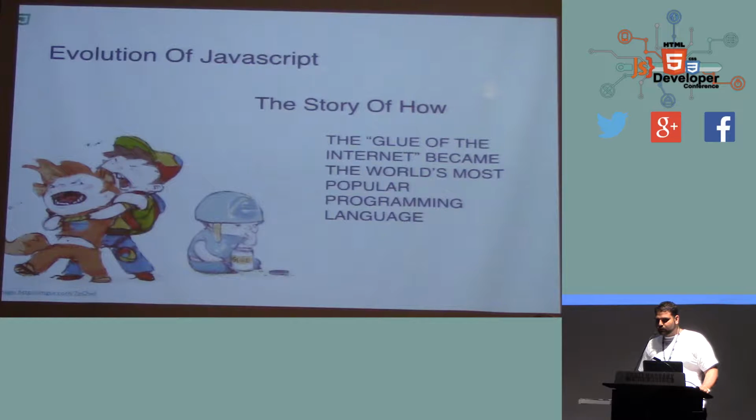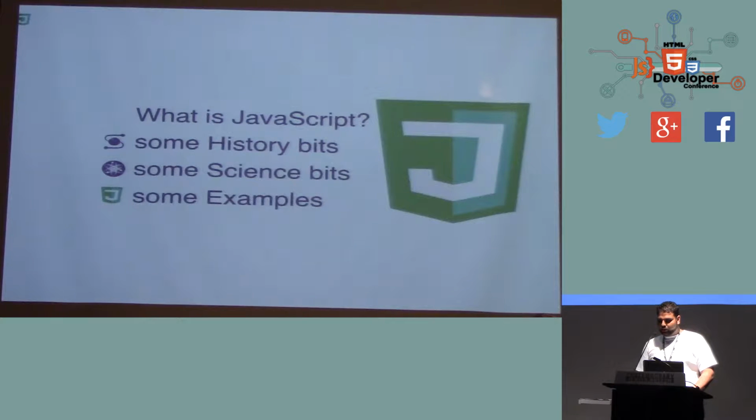as we know, JavaScript is also known as the glue of the internet. The first thing that we're going to talk about in this presentation is the history of JavaScript: how it was developed, what was the purpose for which it was developed, and some of the technical things, the science behind the evolution, or let's just say the invention, of JavaScript. And then we're going to see some examples of how JavaScript came a long way from just being a language for the web.